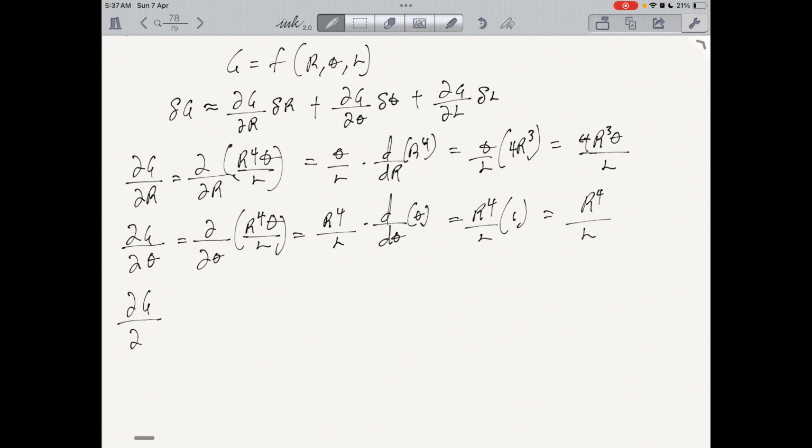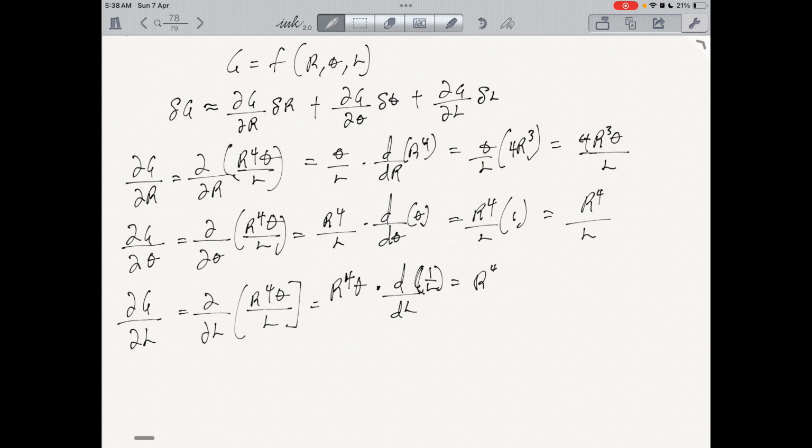And finally, partially differentiating with respect to L, that's R raised to power 4 theta divided by L. In this case, R raised to power 4 theta is a constant, and we differentiate 1 over L. This will give us R raised to power 4 multiplied by theta into minus 1 over L squared. And this will give us minus R raised to power 4 theta divided by L squared.